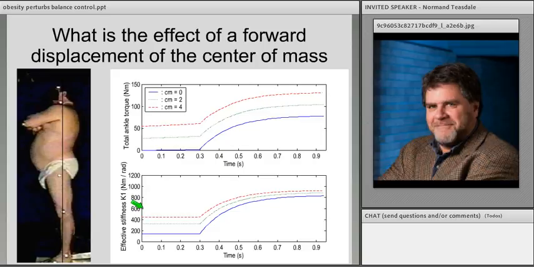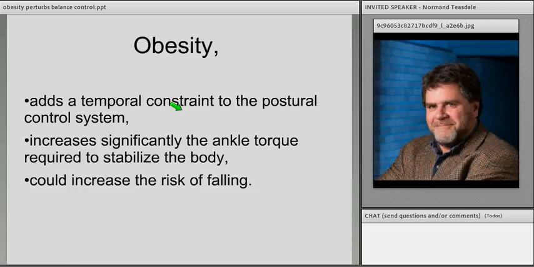We've modeled all this as well, and basically you see here that when you move the center of mass 2 centimeters or 4 centimeters forward from the malleolus, then what you do is basically increase the total ankle torque required to stabilize the body, as well as the effective stiffness. But I won't go into these details.